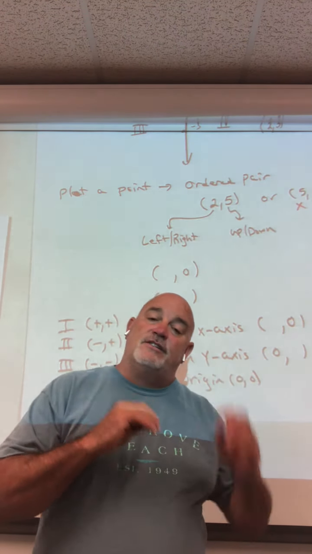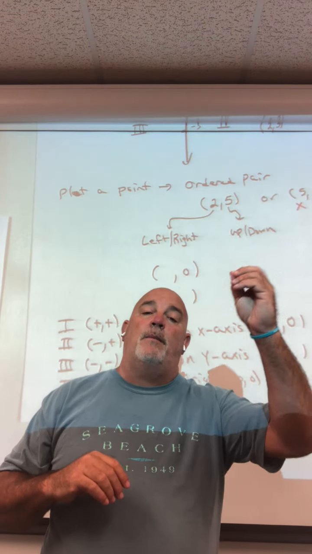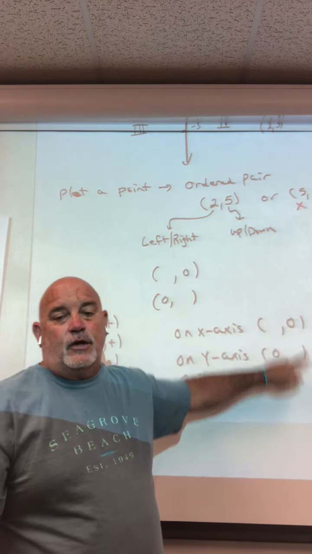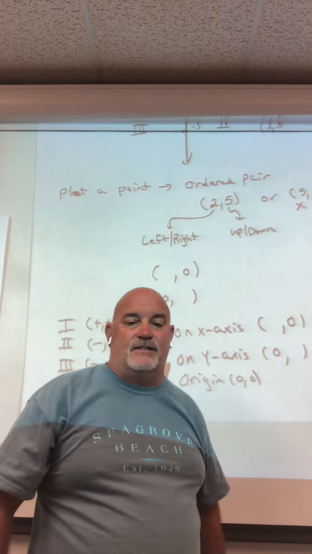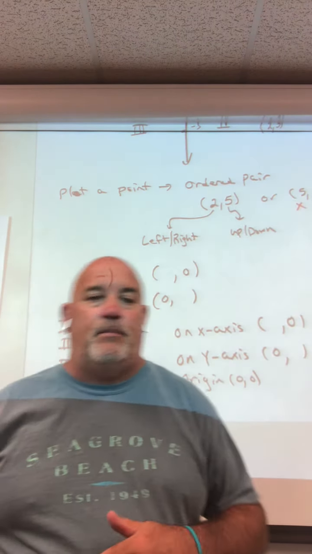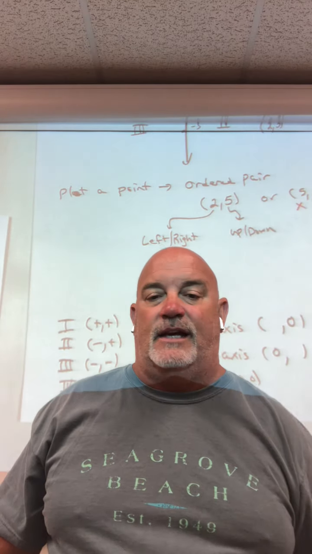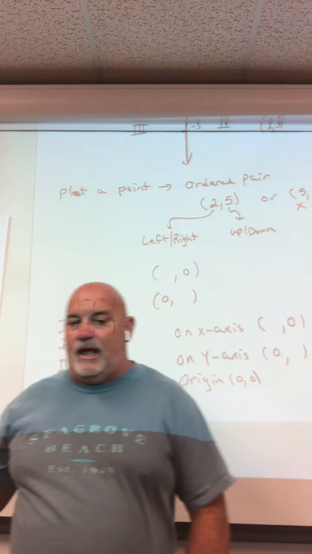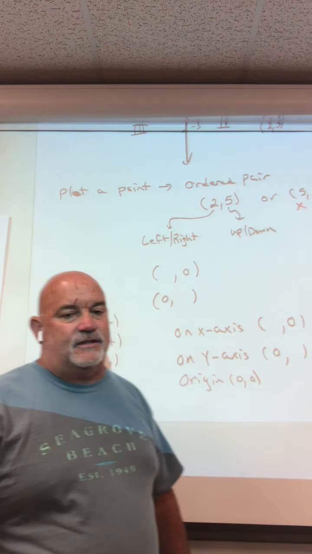Why? Because the second number moves you up or down. If the second number is 0, you don't move off of the x-axis. So (3, 0) would be 3 to the right, stay on the x-axis. (-5, 0) would be 5 to the left, stay on the x-axis.